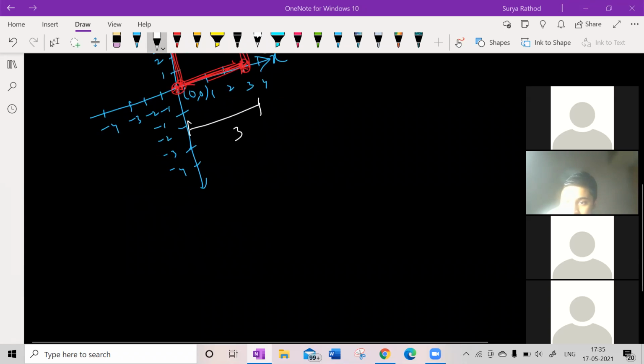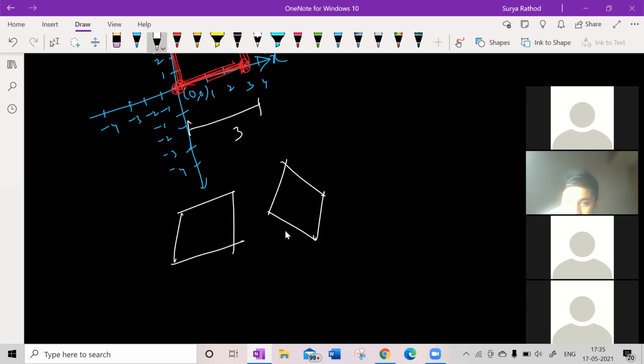Sir, according to the question, the figure I obtained is a parallelogram, but the right answer they're showing is rhombus. See, 1 second. Parallelogram will be like this. Rhombus will be like this. Clear? In rhombus, all sides will be equal, and in parallelogram, opposite sides will be equal. But on joining the coordinates, we get opposite sides equal, and not all the sides are equal.